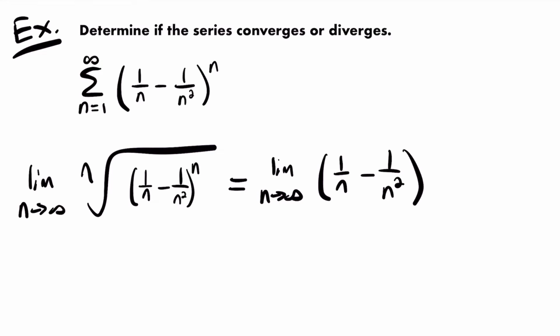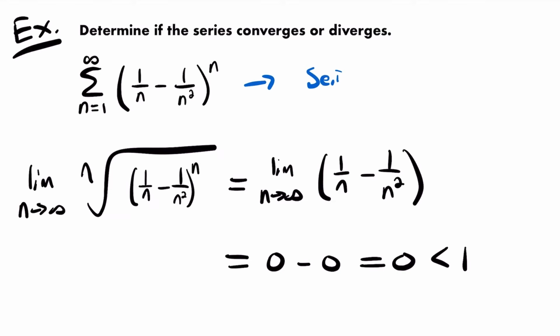As n approaches infinity, we have 1 divided by n and 1 divided by n squared. Both of these terms are fixed values divided by increasing denominators. As n approaches infinity, we have infinity in this denominator and infinity in this denominator. And so 1 divided by infinity is 0, and so this is equal to 0 minus 0, which is equal to 0, which is less than 1. And so from the root test, we can conclude that this series is a convergent series. Specifically, it converges absolutely. And so we'll say that this series converges absolutely.